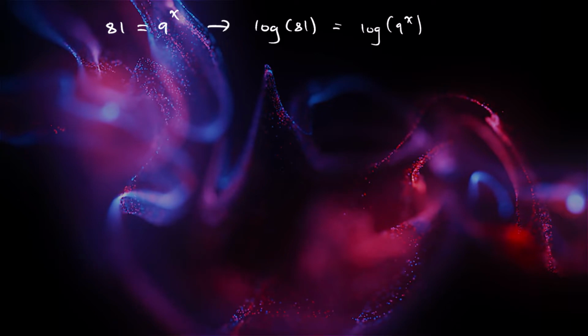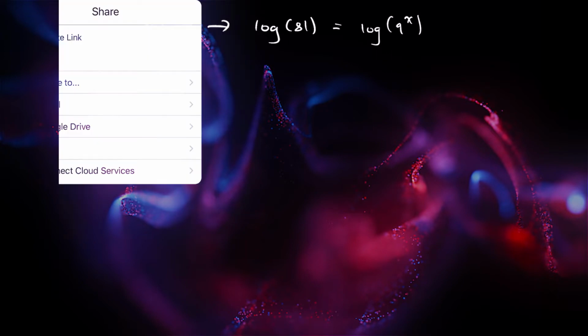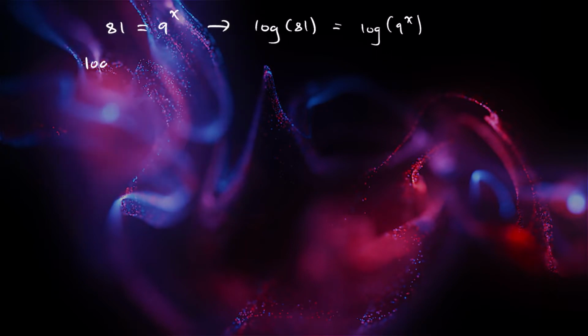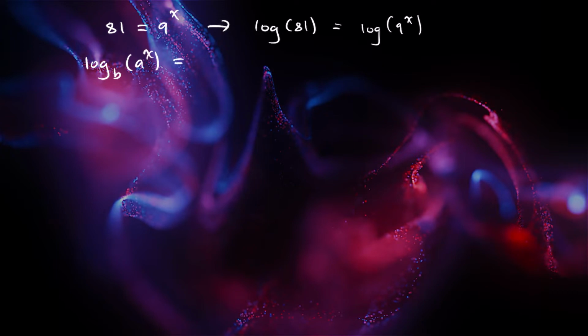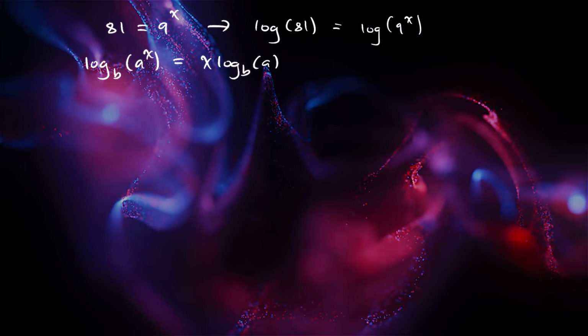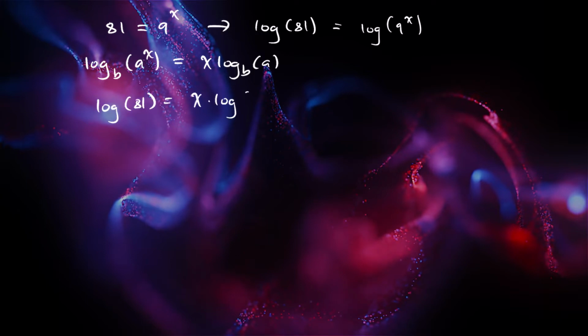So I've got log 81 is equal to log of 9 to the power of x. Now, if you remember from my last video, if I have some logarithm, log base b of a to the power of x, I can rewrite this as x log base b of a. If you're unsure of how that works, you can watch the previous video on logarithms, but I'm just going to apply that to this x up here. So what we're going to get is log of 81 is equal to x multiplied by log of 9.